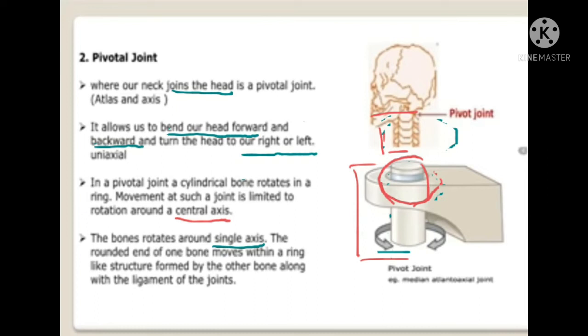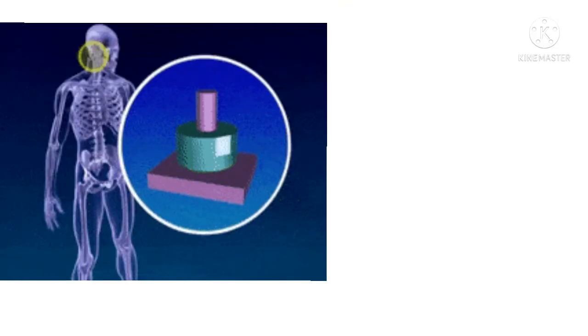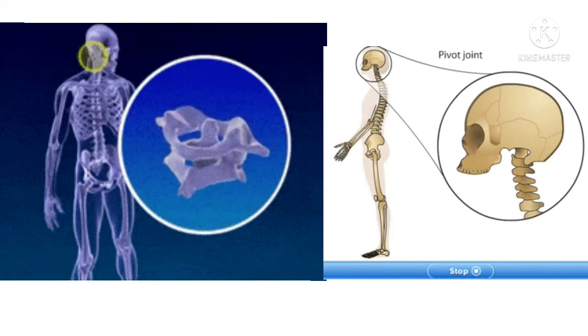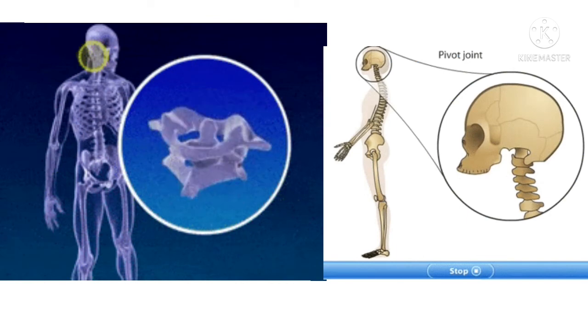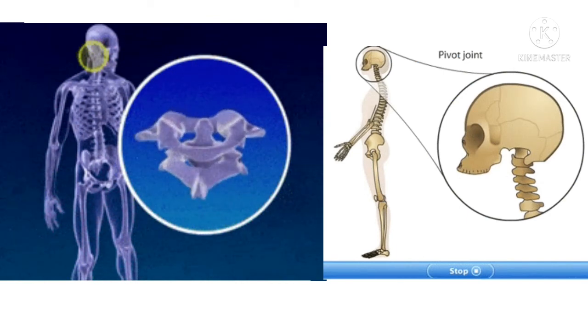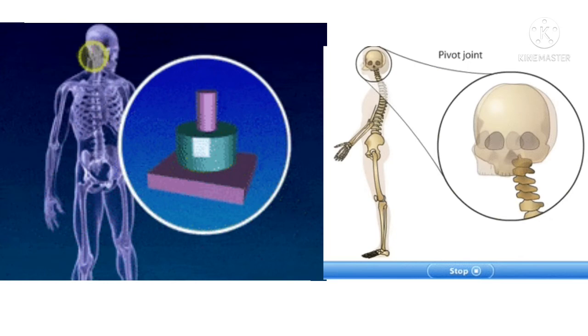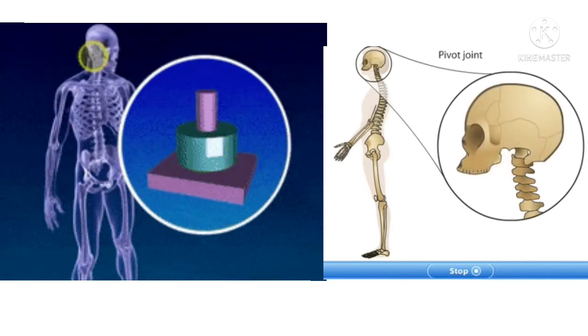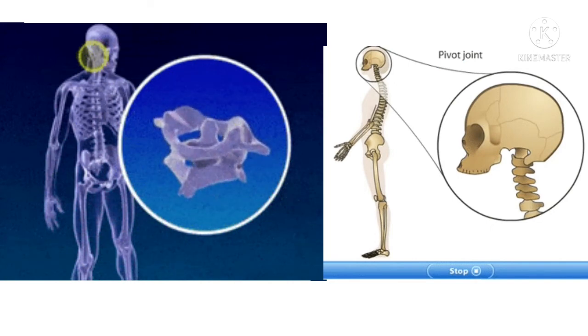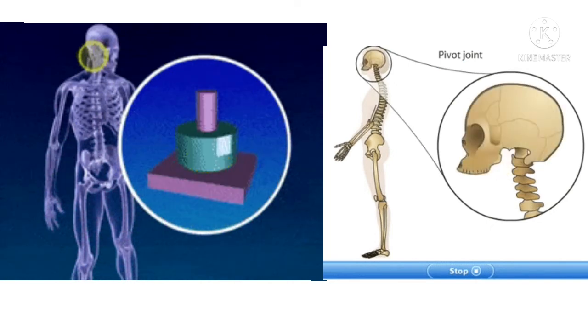So the rounded end of the bone moves within a ring which is formed by the other bone along with the ligament of the joints. In this picture we can see here a cylindrical bone fitted into the ring and thus rotating on an axis. This makes the pivotal joint here, which joins our head to the neck and allows the movement only in right or left or forward and backward direction.